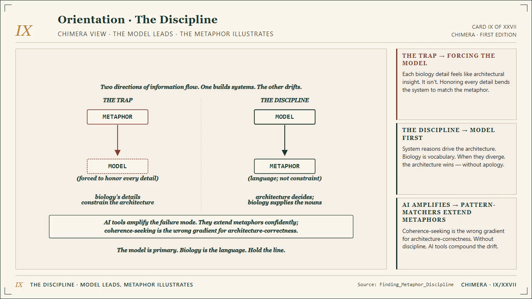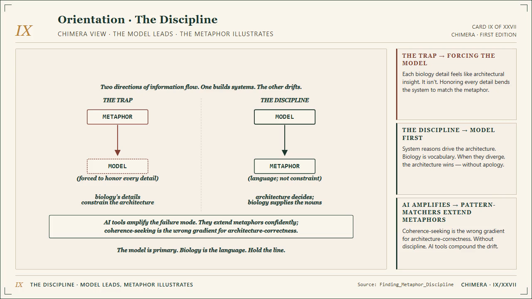On the right, discipline, model at the top, metaphor below. The architecture decides what entities are, what they do, what they connect to. For system reasons, biology supplies the labels: ribosome, endosome, nucleus, vesicle. The labels carry meaning. They do not carry constraints.